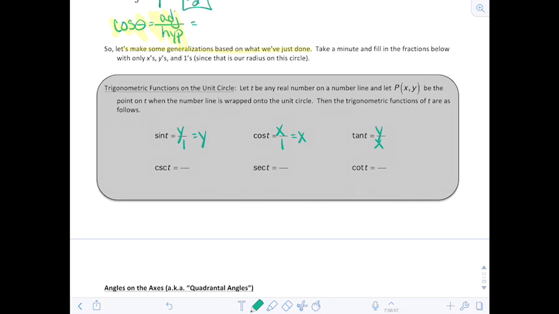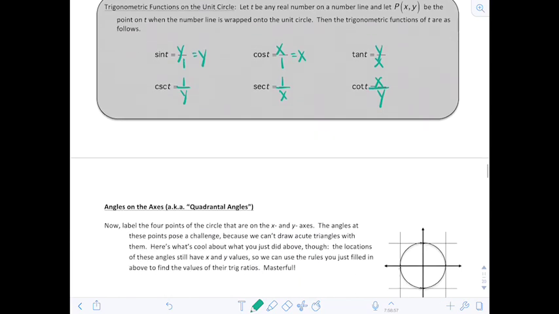So now I can look at the reciprocal functions. The cosecant of t is the reciprocal of sine, so that would be 1 over y. The secant of t would be the reciprocal of x, so 1 over x, and the cotangent of t would be the reciprocal of tangent, so that would be x over y. Okay, now we're going to use those going forward in just a minute.